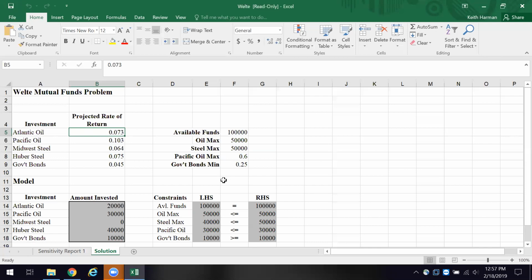We have these Boolean operators here. And you'll notice the only one in which we can have a value equal to or greater than is government bonds. Now we see oil, a maximum amount on it, steel, a maximum amount on it, the Pacific oil maximum, and it can be equal to 30,000 or less, no more. So we see the anomaly of the government bonds. And the text provides us some narrative there about the government bonds.